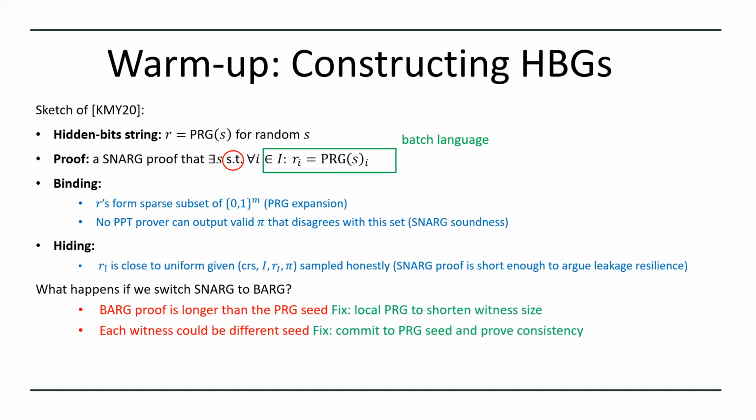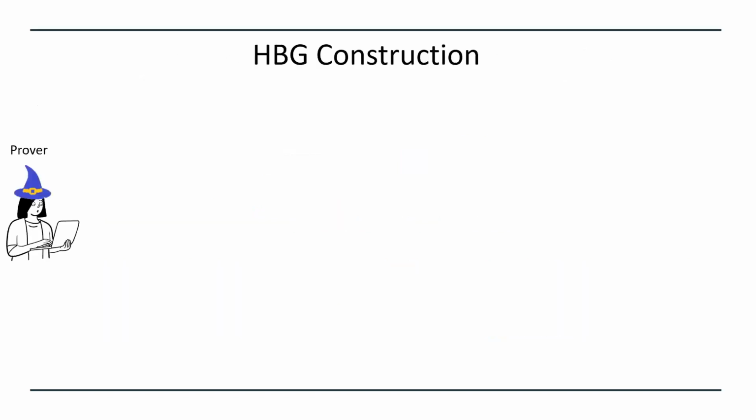To deal with the proof length, we're going to use a local PRG to shorten the witness, because now the witness will only become a few bits of the seed, which the particular output bit depends on. And to deal with the consistency issue, we're going to commit to the PRG seed S and basically prove a slightly different language that also checks consistency. So this is some intuition. Let's get into the actual details of the construction.